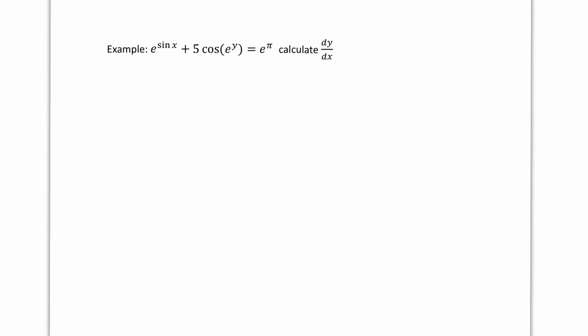So another question here, maybe involving some exponentials. Let's see if we can find dy/dx in this case. So we're going to start with that left-hand side and do the derivative. e to the power of sine x times cos x with the chain rule, plus 5. Derivative of cos is minus sine e to the y. Then we need a chain rule.